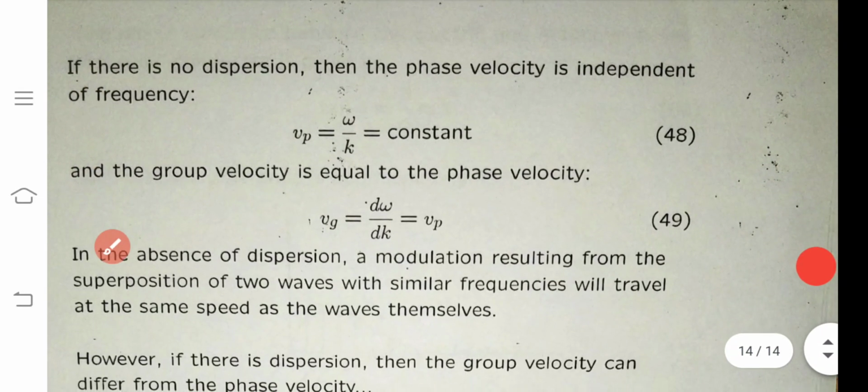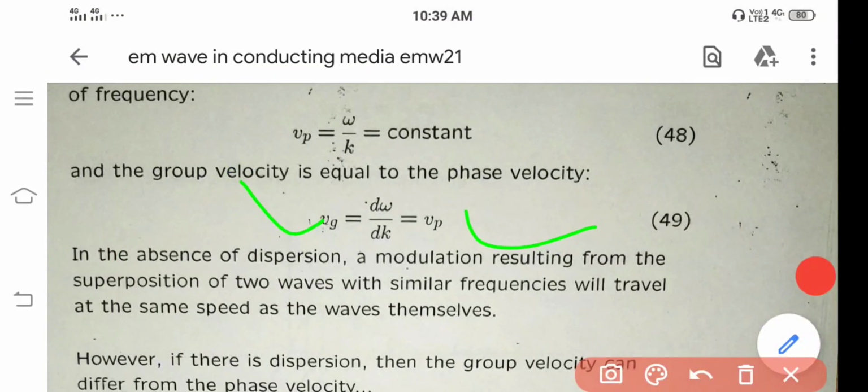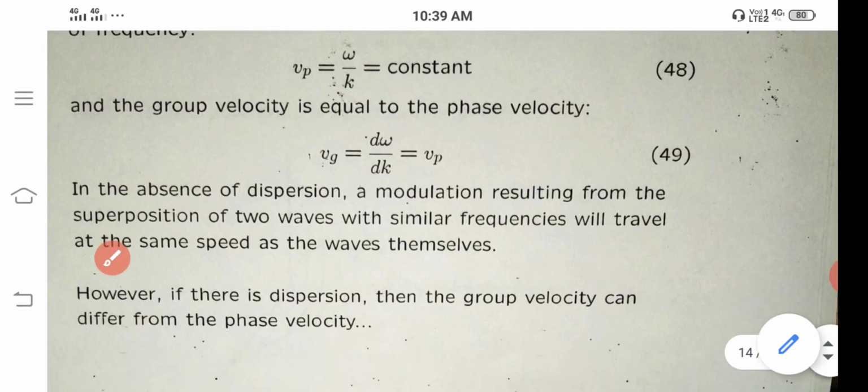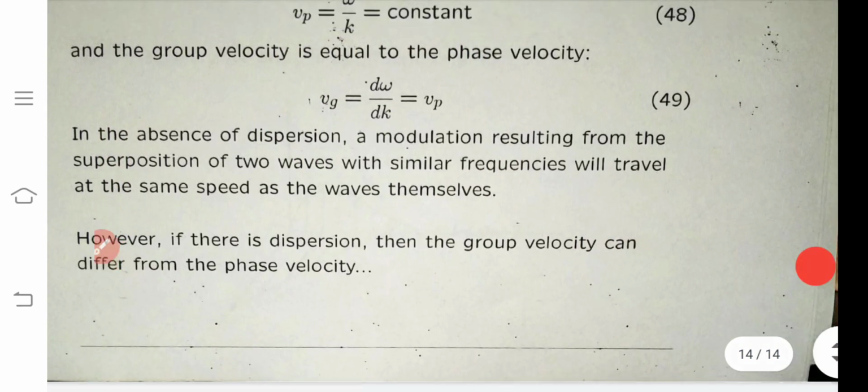If there is no dispersion, then the phase velocity is independent of frequency. Vp is omega upon k, and the group velocity is equal to the phase velocity. Vg is the group velocity, and it is the same as the phase velocity when dispersion is very low. In the absence of dispersion, modulations resulting from the superposition of two waves with similar frequencies will travel at the same speed as the waves themselves. However, if there is dispersion, then the group velocity can differ from the phase velocity.